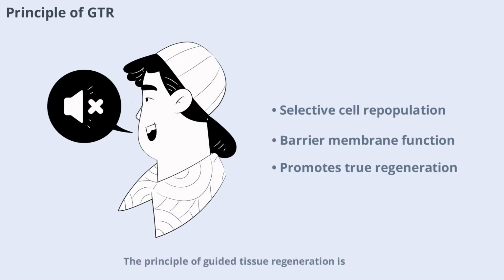The principle of guided tissue regeneration is based on the selective repopulation of cells. When a barrier membrane is placed over a periodontal defect, it prevents the fast-growing epithelial and gingival connective tissue cells from migrating into the area. This exclusion creates a protected environment where slower-growing periodontal ligament cells can colonize the site.